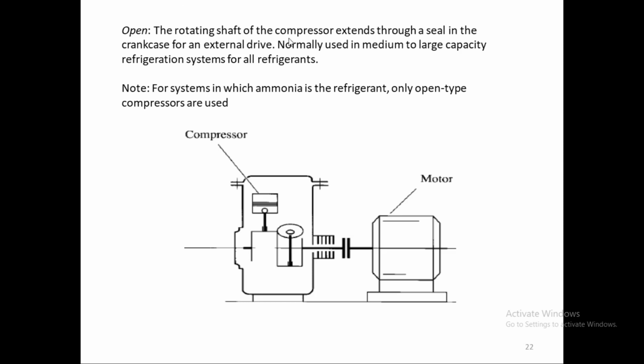The rotating shaft of the compressor extends through a seal in the crankcase for an external drive, normally used in medium to large capacity refrigeration systems for all refrigerants. Note, for systems in which ammonia is the refrigerant, only open type compressors are used.